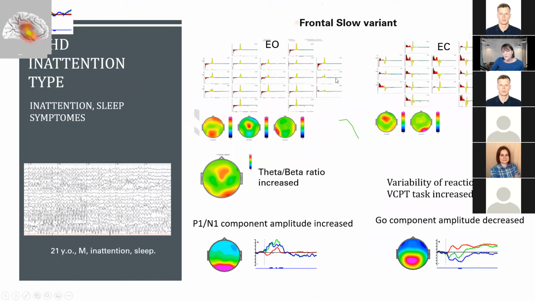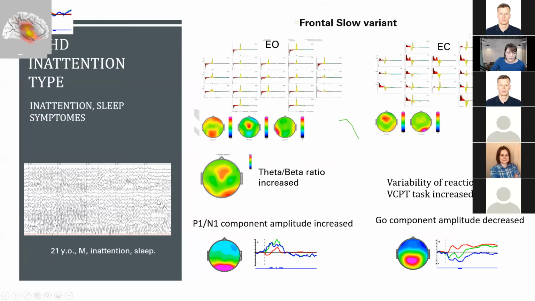Then there is also the frontal slow variant. This person came with inattention and a sleep problem, especially suffering from insomnia for a very long time, and was diagnosed with ADHD. He has an increased theta-beta ratio, with both increased alpha and increased theta, especially in the eyes closed condition, found in the frontal areas again. In the VCPT task in ERP studies, we found that variability of reaction time increased, which means he can't sustain attention for a long period of time.